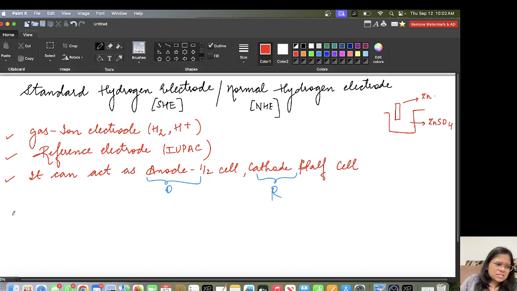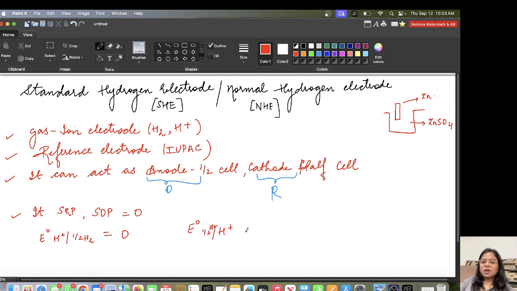The next and the last point which you have to remember is its standard reduction potential as well as its standard oxidation potential. Both are assumed to be equal to 0. So E naught of H plus, half H2, we'll understand by the reaction, don't worry about it. E naught of H plus and half H2 is equal to 0. This is the oxidation happening, and this is the reduction, also equal to 0.